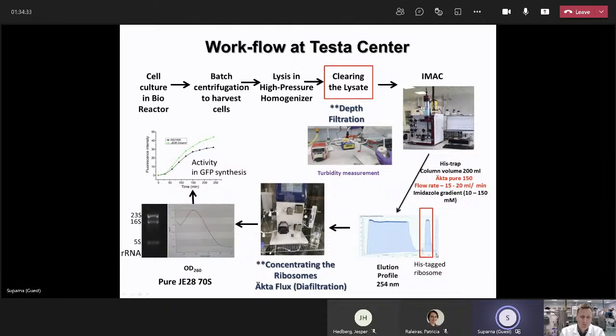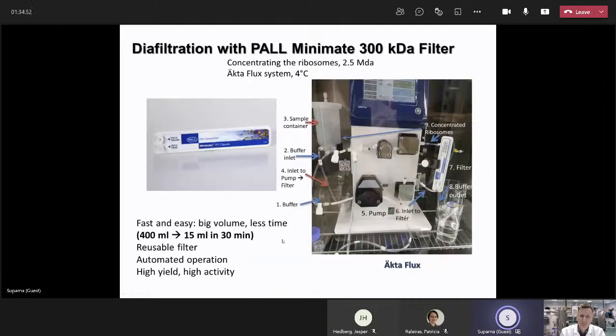So then what to do with the eluted ribosomes? One possibility, which we tried to compare, was to again put them in the ultracentrifuge and spin them down to concentrate. But we actually used a diafiltration technology in the ÄKTAflux system for concentrating ribosomes. We used this Pall Minimate 300 kilodalton filter. I already told you that the ribosomes are 2.5 megadalton, so definitely they will be concentrated through this filter.